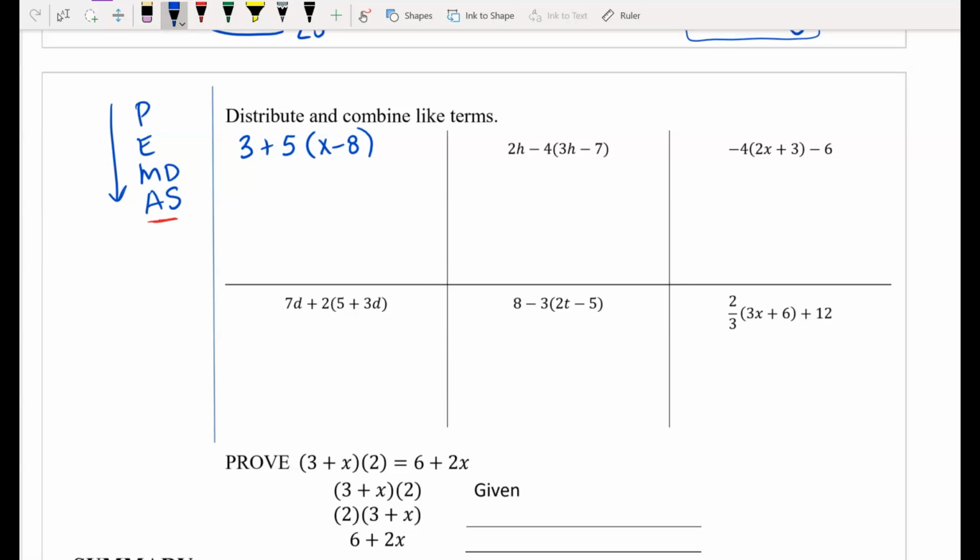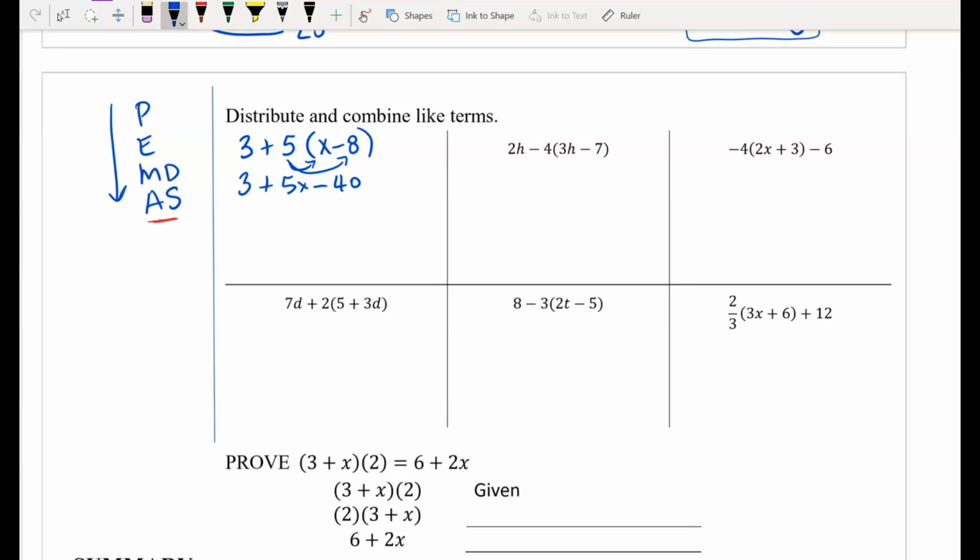So let's do distributive property on this. Bring the 3 down. Multiply 5 times x. And multiply 5 times negative 8, which makes that minus 40. Notice I'm just taking the sign with it. No negative signs, or no double signs. So now I want to collect my like terms.